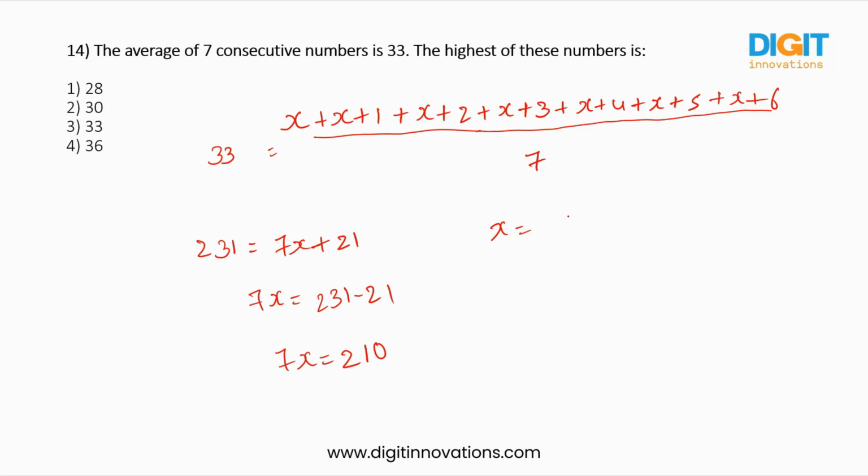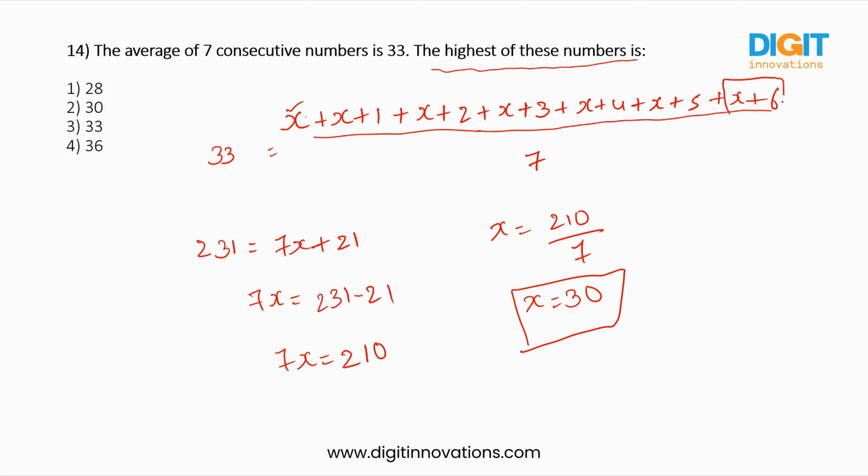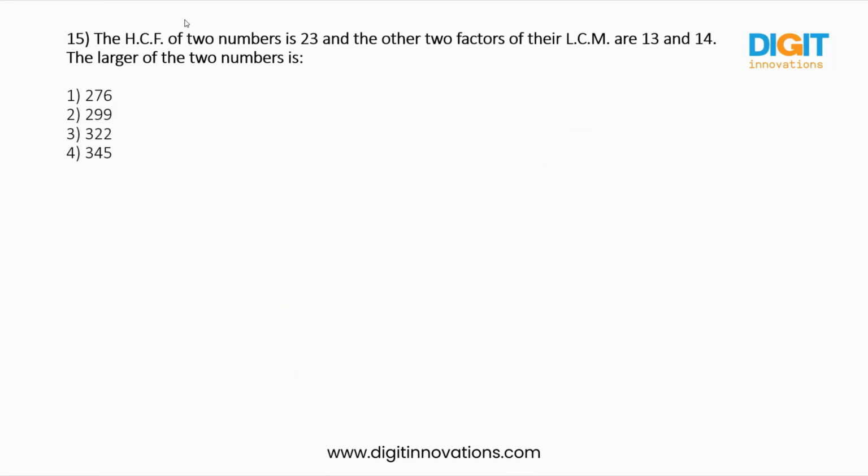So x equal to 210 by 7, which is 30. So x value is 30. What are they asking? The highest of these numbers. What is the highest number in these 7 consecutive numbers they are asking? It is x plus 6, right? So that means 30 plus 6, which is equal to 36. So the answer is option 4. Yeah. So next one, it is HCF of these numbers.